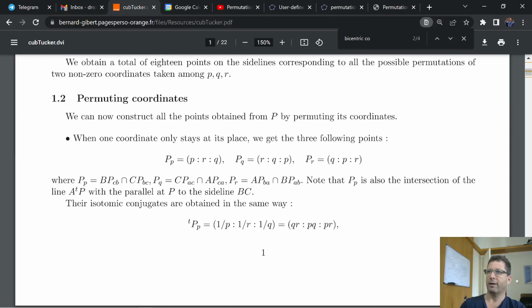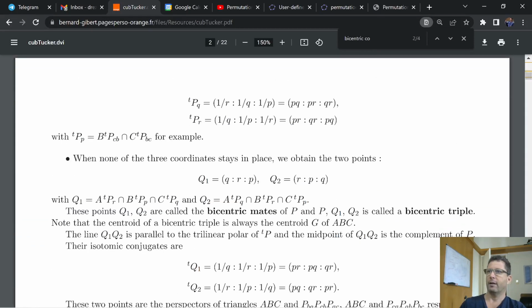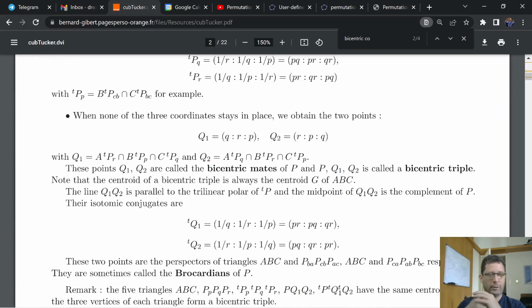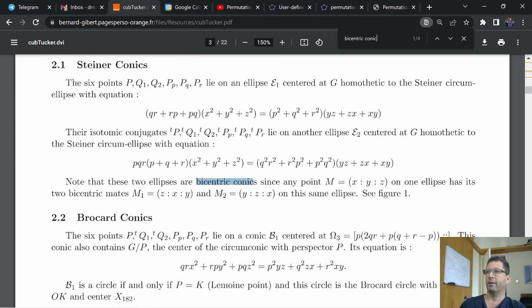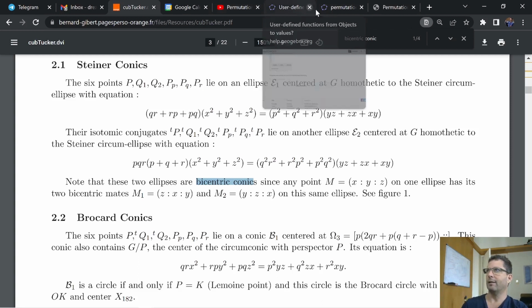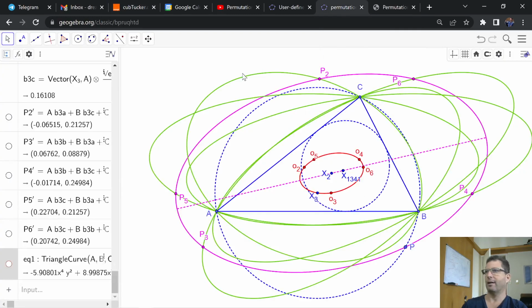Okay, and then he's going to define, so these are permutations of P, Q1 and Q2, also permutations of P, and then he calls a certain object a bicentric conic. He's going to say the 6 points P, Q1, Q2, P sub P, P sub Q, P sub R, the 5 permutations, all lie on an ellipse E1 centered at G and homothetic to the Steiner circumellipse, and there's an equation here.